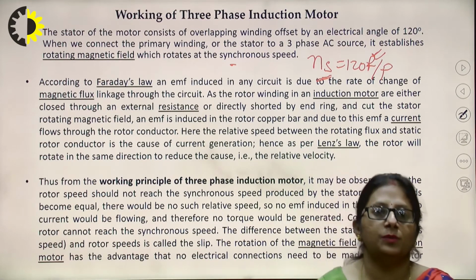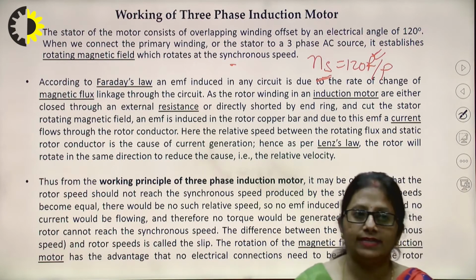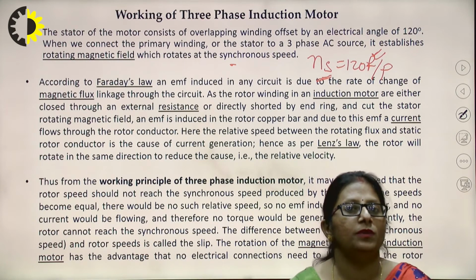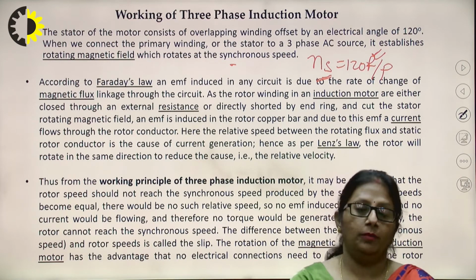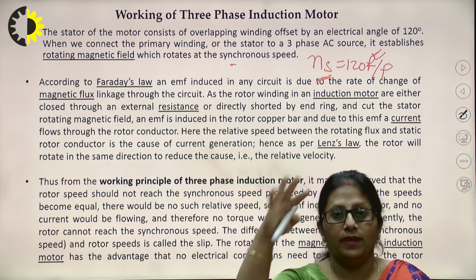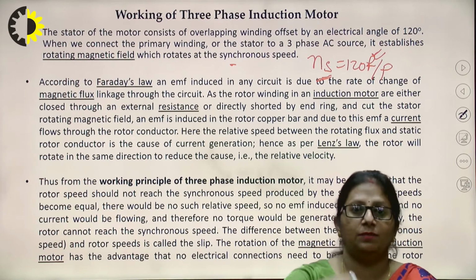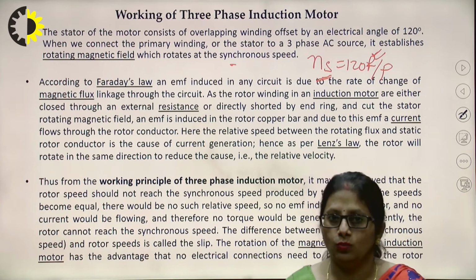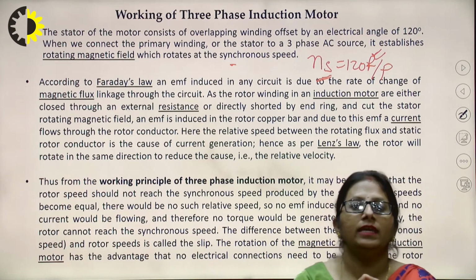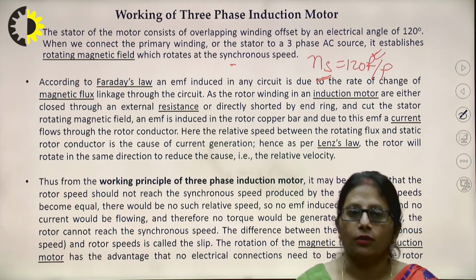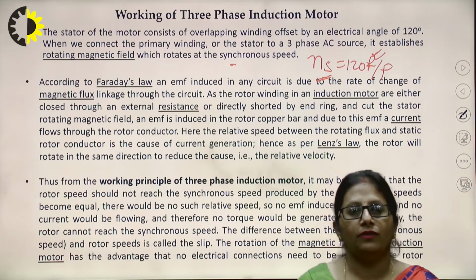Thus, from the working principle of the three-phase induction motor, it can be observed that the rotor speed should never reach the synchronous speed produced by the stator. Although it will be rotating in such a fashion to reduce that relative motion and try to attain that speed, that is not possible. If that speed is achieved, or if the speeds become equal, there would not be any relative speed between the two. If there is no relative speed, there will not be any induced EMF in the rotor, the current will not be flowing, and therefore there will not be any torque. So consequently, the motor cannot reach the synchronous speed.